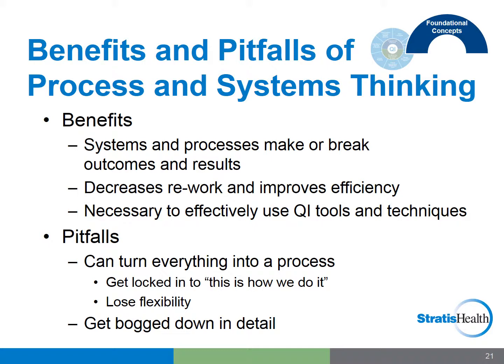There are potential pitfalls to process and system thinking that can hinder progress or improvements. One is the desire to turn everything into a process. Organizations can develop processes that become the way we do things around here, and the processes are not to be questioned. It also takes practice to avoid getting bogged down in the details, such as specific tasks or steps that are part of a larger process you're attempting to change. Learning QI tools and techniques, along with practice, will help you determine the correct level of detail needed to understand process steps but not get overwhelmed.